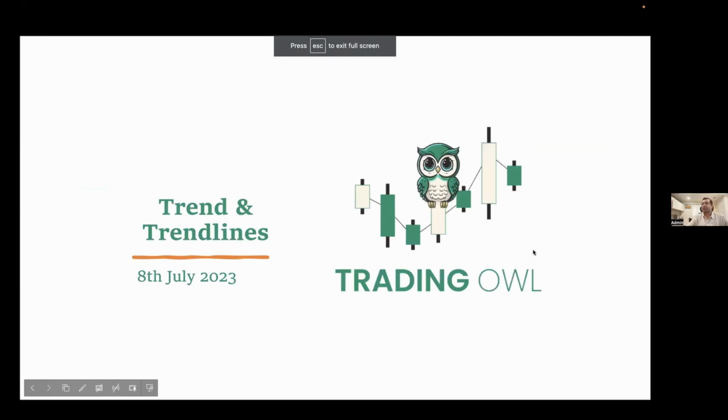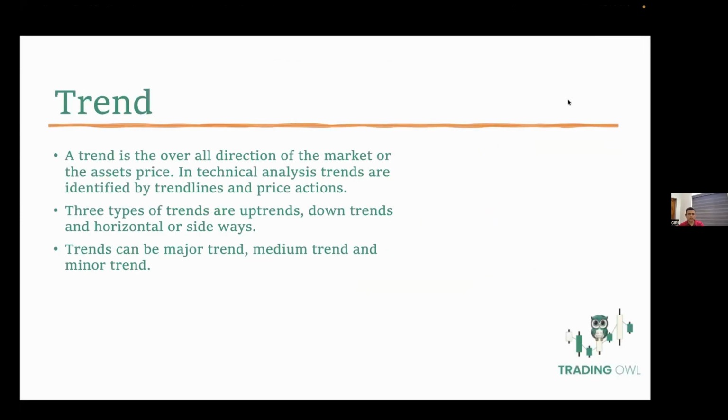Trend and trend lines. Can any one of you define what a trend is? Trend is something which goes in one direction, either sideways, upward or downward. So trend is an overall direction of the market or an asset price, the price of any stock. In technical analysis, trends are identified by trend lines and price action.